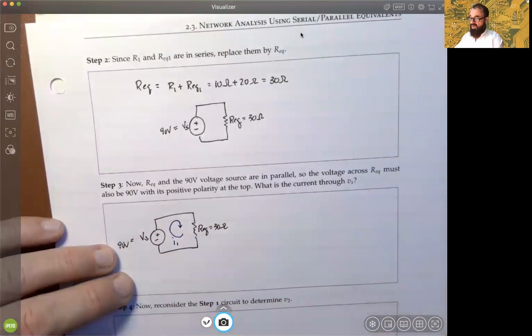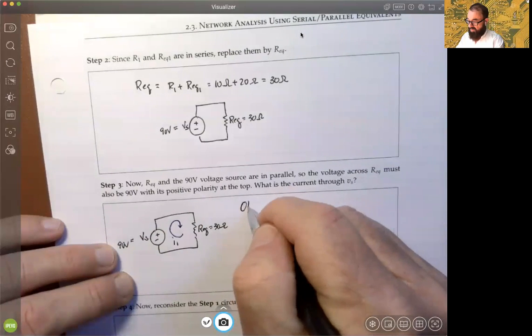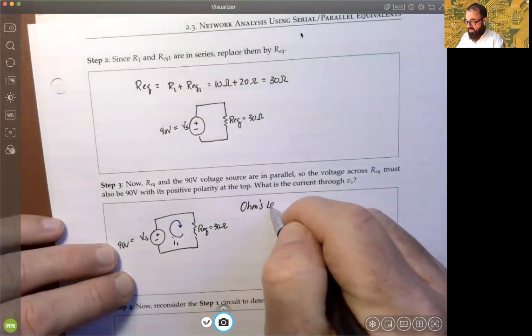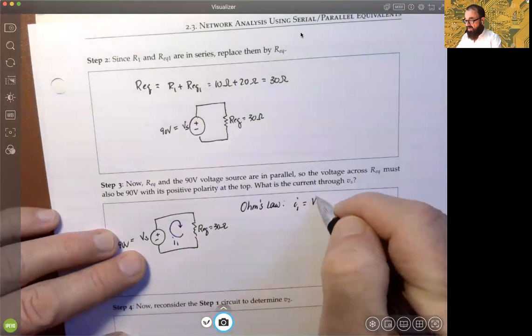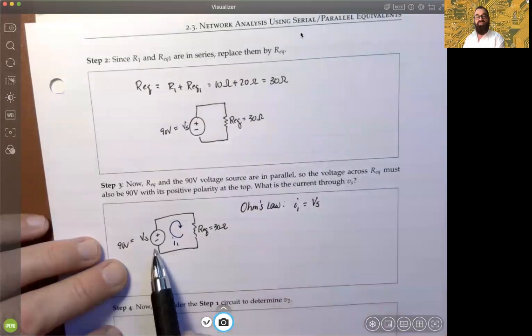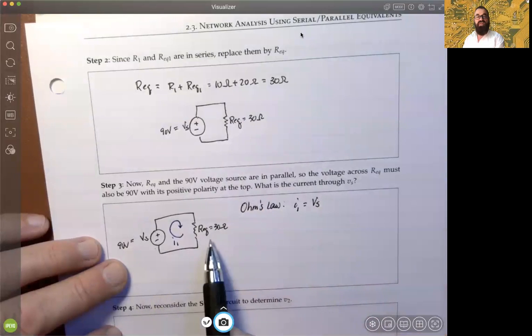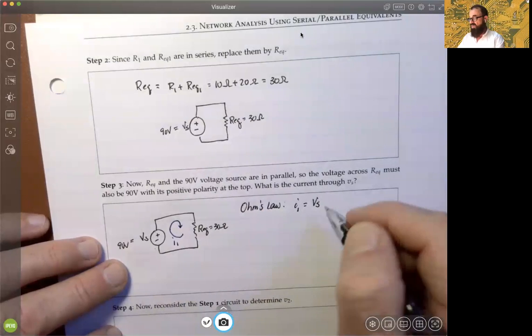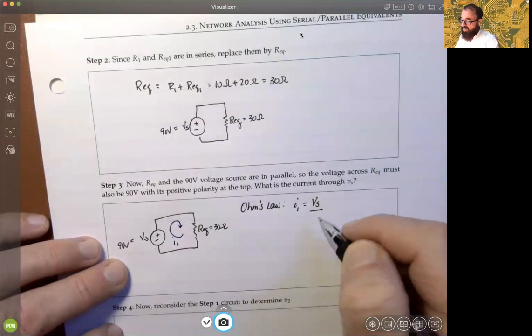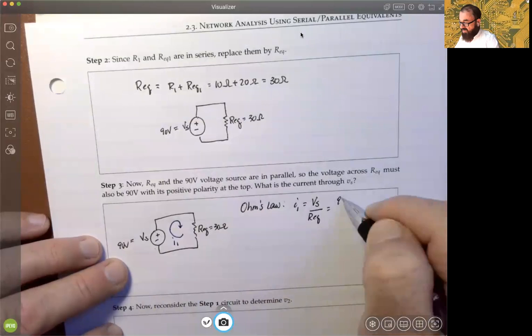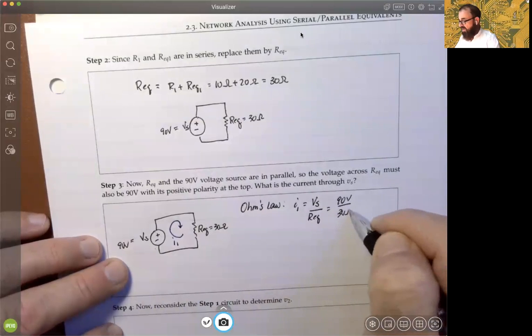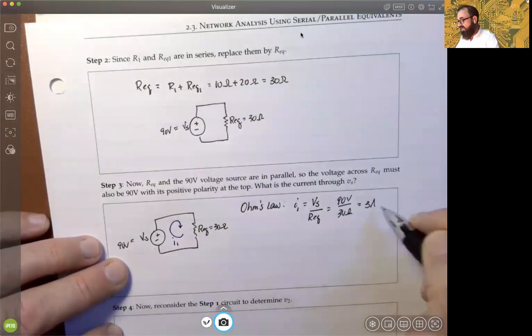So using Ohm's law, here off to the side, Ohm's law would then tell us that to solve for I1, you would use that voltage, because this voltage is the same voltage as across the terminals of this resistance, right? They're in parallel. And so we have Vs divided by R equivalent. So we have 90 volts divided by 30 ohms. And so we simply have 3 amps, okay?